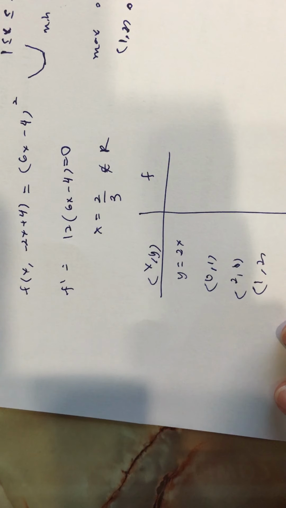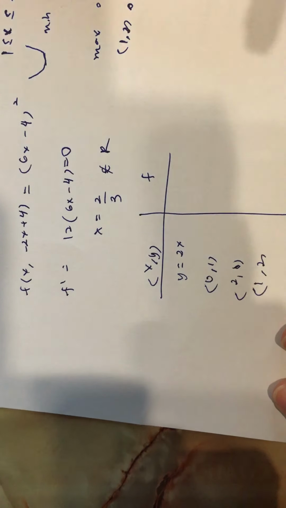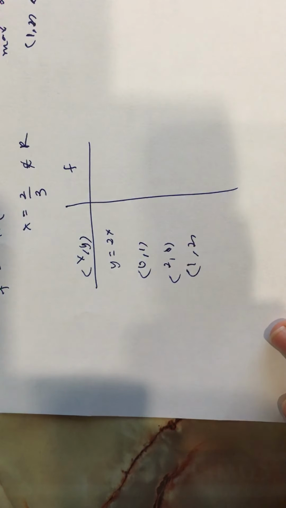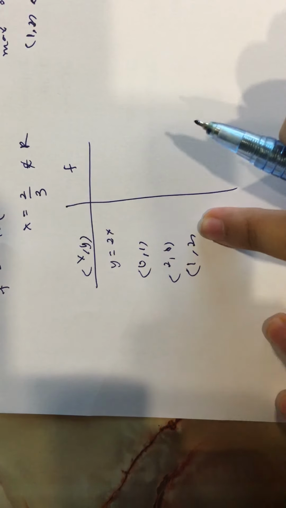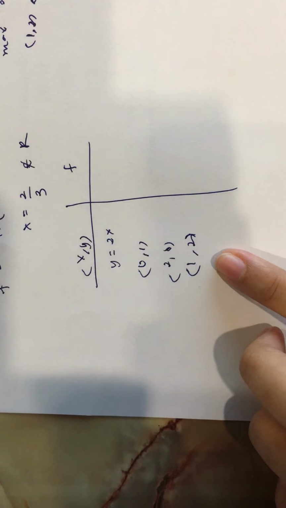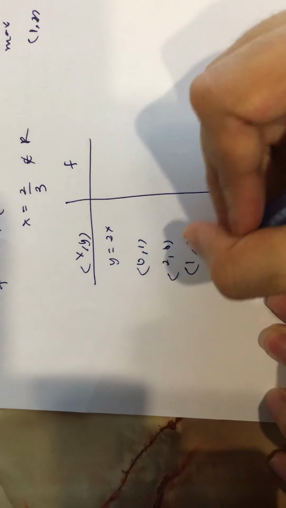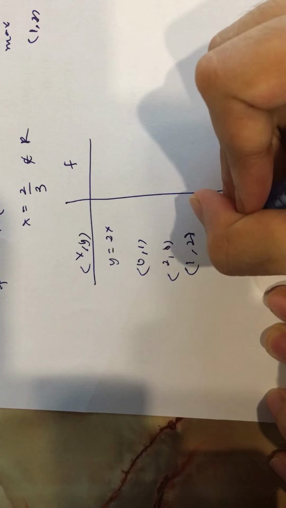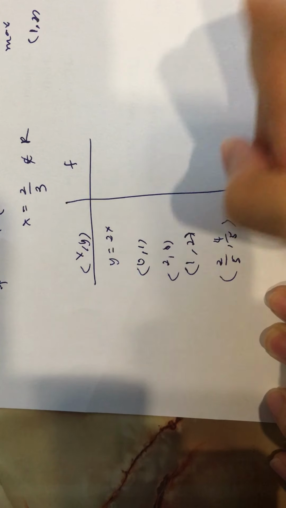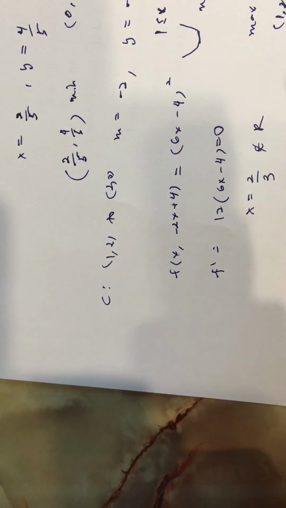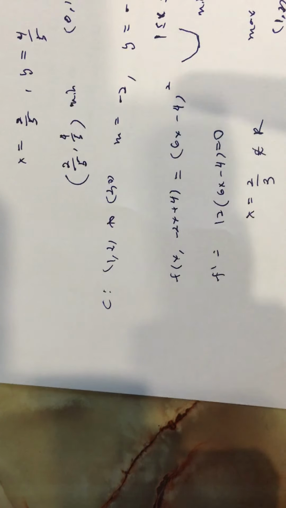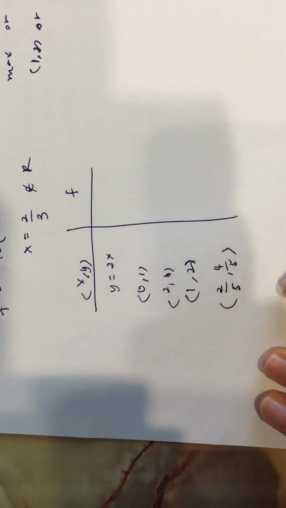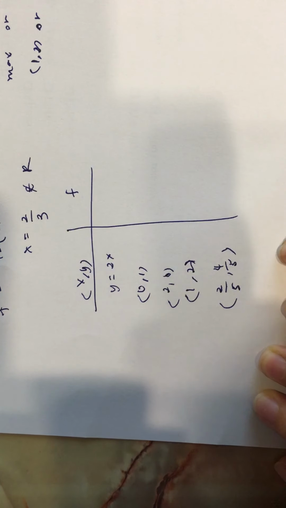And then kita tengok A, B and C if there is any other maximum or minimum value. As you can see, untuk A, the minimum is 1, 2, which is here. It's already here. And then for B, we get the minimum is 2 over 5, 4 over 5. And then for C, we didn't get any minimum point. So these are the only points here.